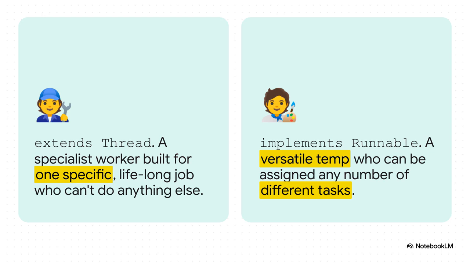On one side, you have the specialist. This is when you use extends Thread. Think of this worker as being built for one and only one lifelong job. They can't do anything else. But then you've got the other option, implements Runnable. This is more like bringing in a flexible temp worker. The task itself is a separate thing from the worker. And honestly, this is usually the way to go. Why? Because it keeps your code way more organized and lets you give any task to any worker who's free.